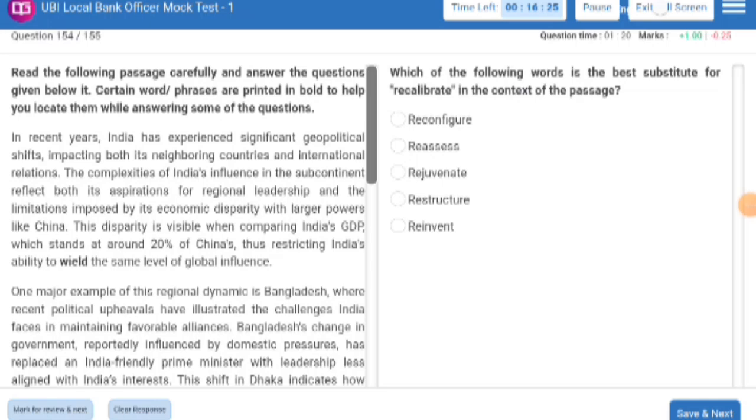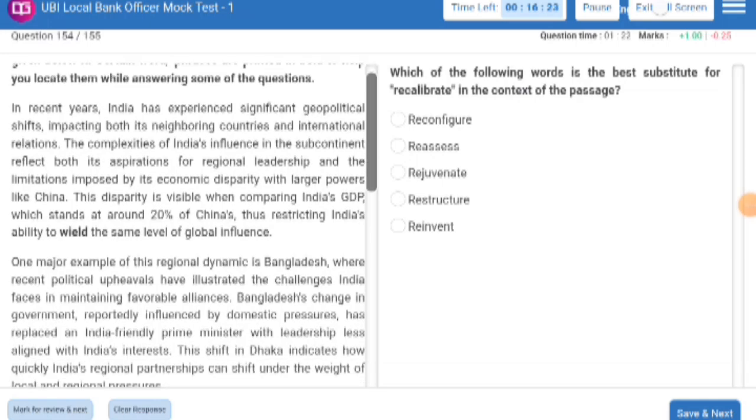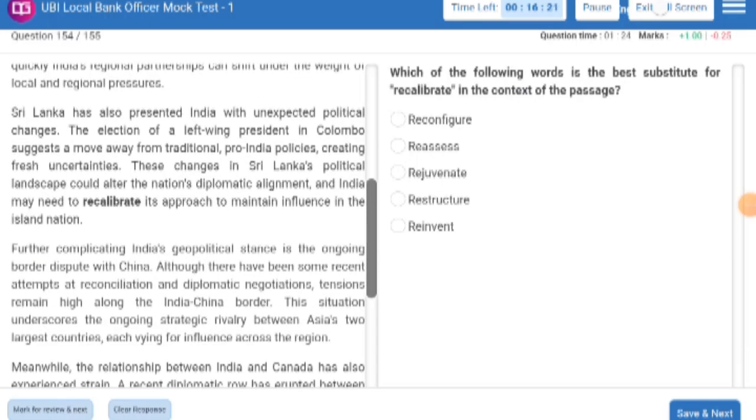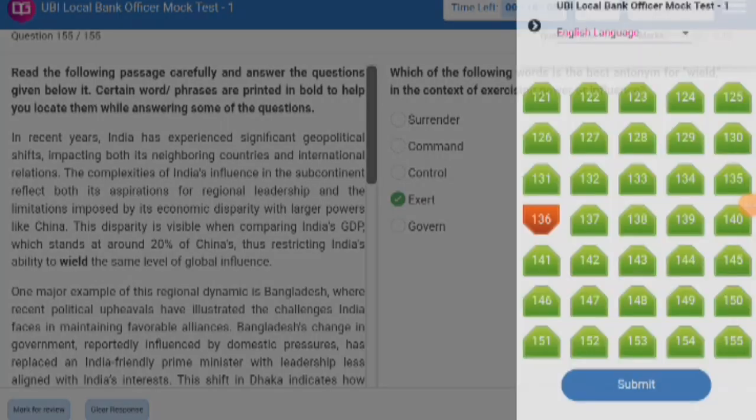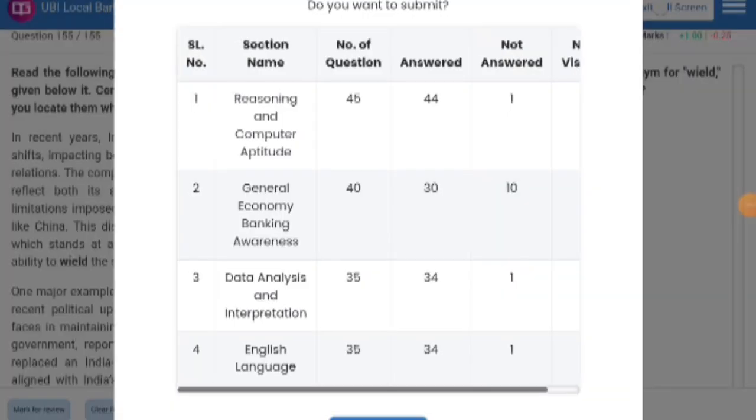Next, recalibrate. India may need to recalibrate its approach to maintain influence on the international stage. So I submit this test.